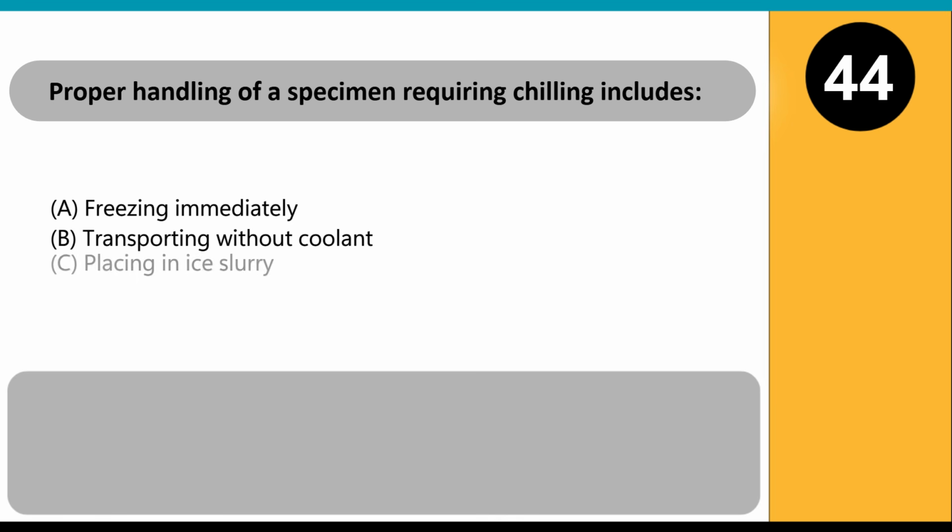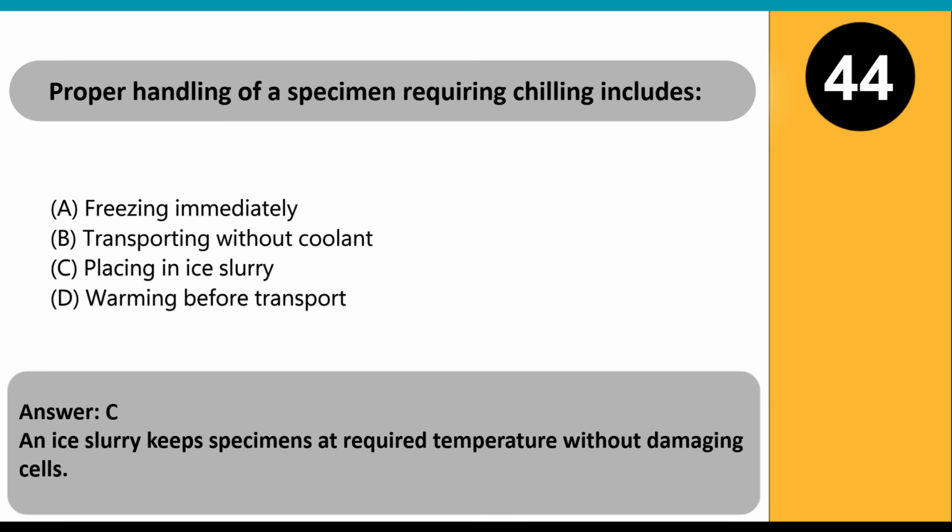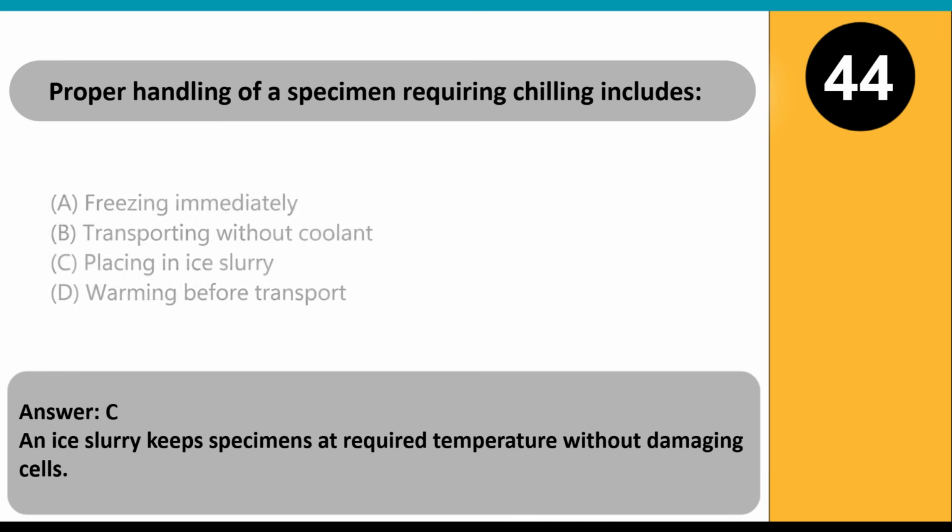Proper handling of a specimen requiring chilling includes: A. Freezing immediately. B. Transporting without coolant. C. Placing in ice slurry. D. Warming before transport. Answer: C. An ice slurry keeps specimens at required temperature without damaging cells.